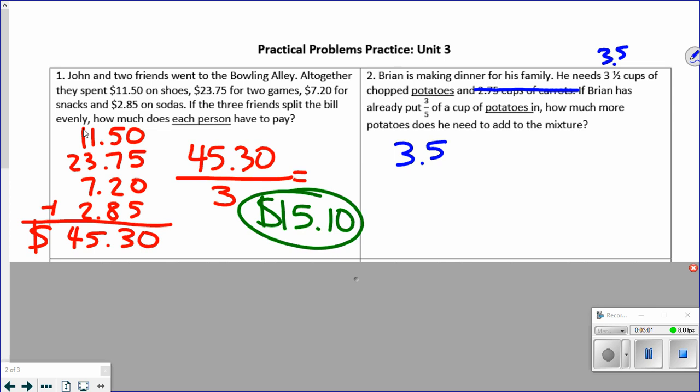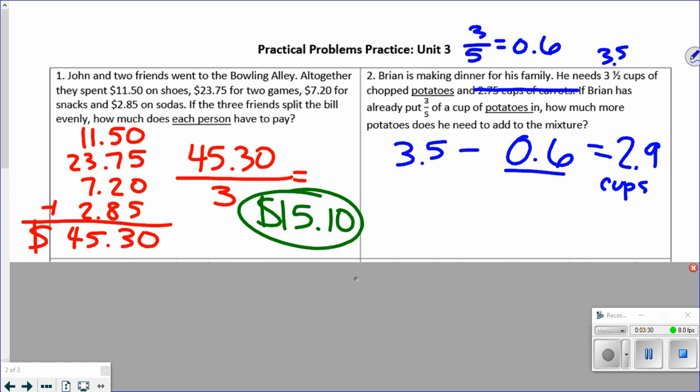He needs 3½ cups of chopped potatoes, and he's already put in 3/5 of a cup. Well, what's 3/5? 3/5 is equal to 0.6. He's already put 0.6 in, so how much more does he need? That means we're subtracting to figure out how much more. So you can subtract 3.5 and 0.6. We should get 2.9 more cups of potatoes that he has to put in.